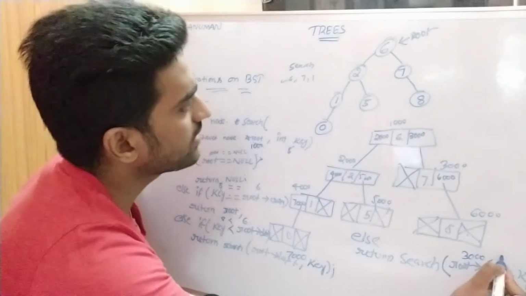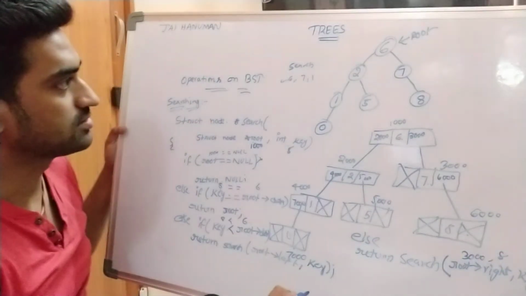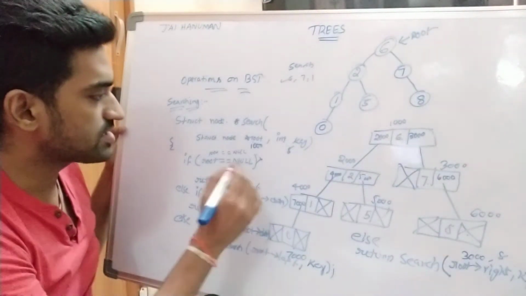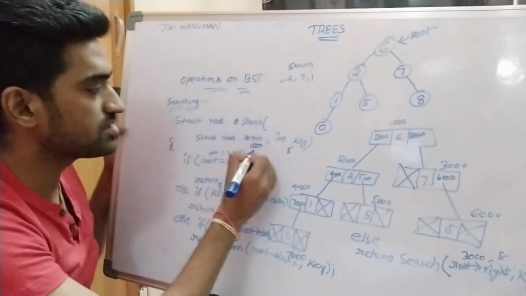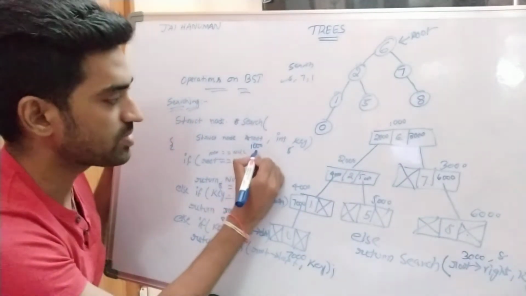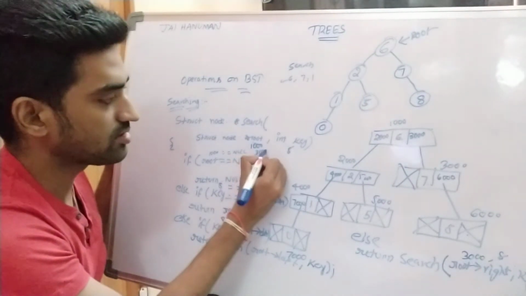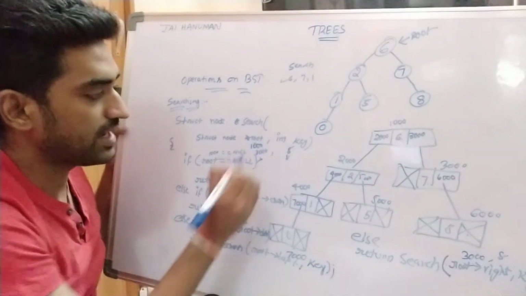3000 comma key value is 8. So key value is 8. So we are passing these parameters into this one. Now root address becomes 3000, 3000 comma key value is 8.